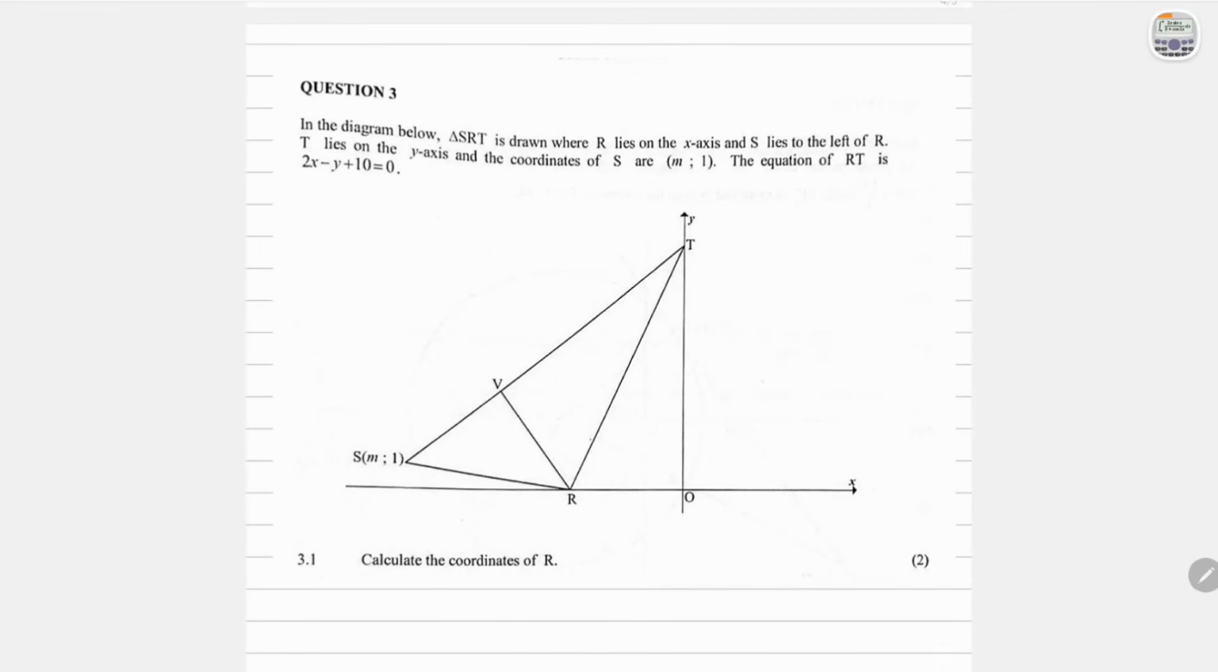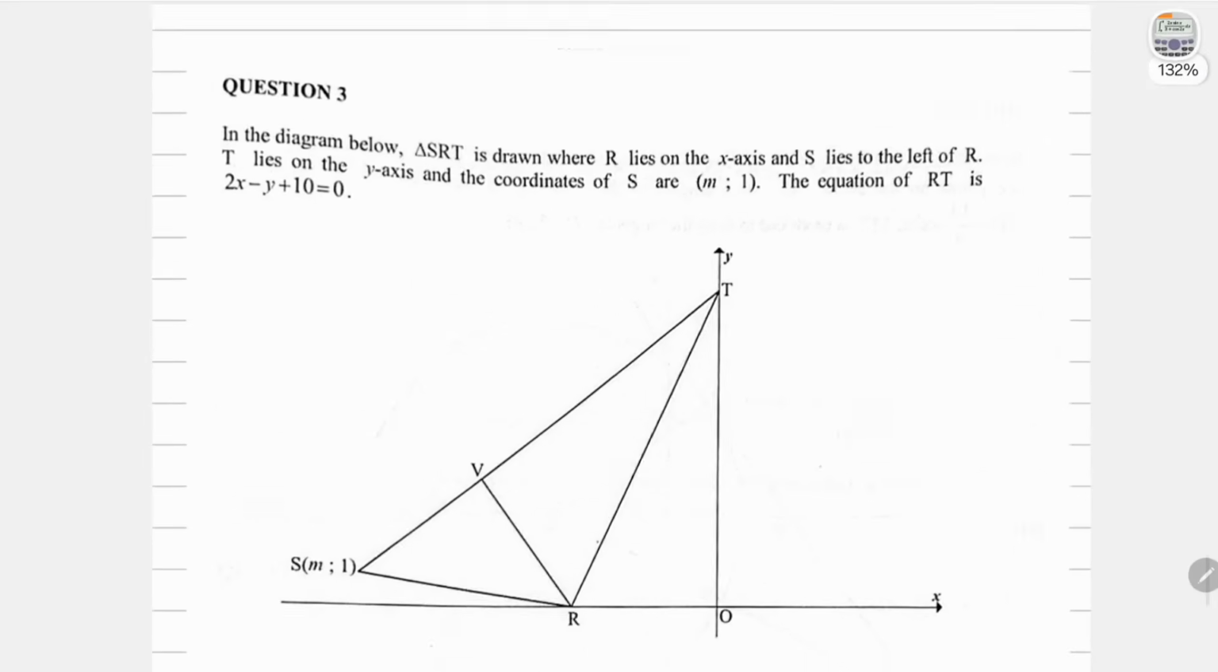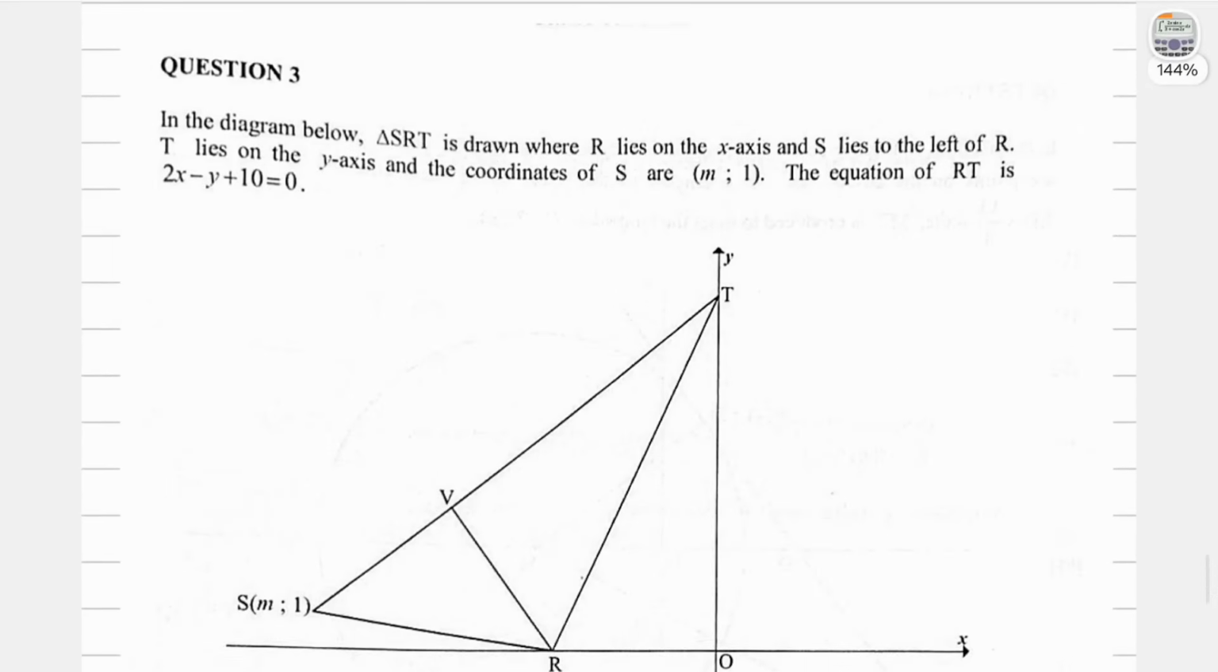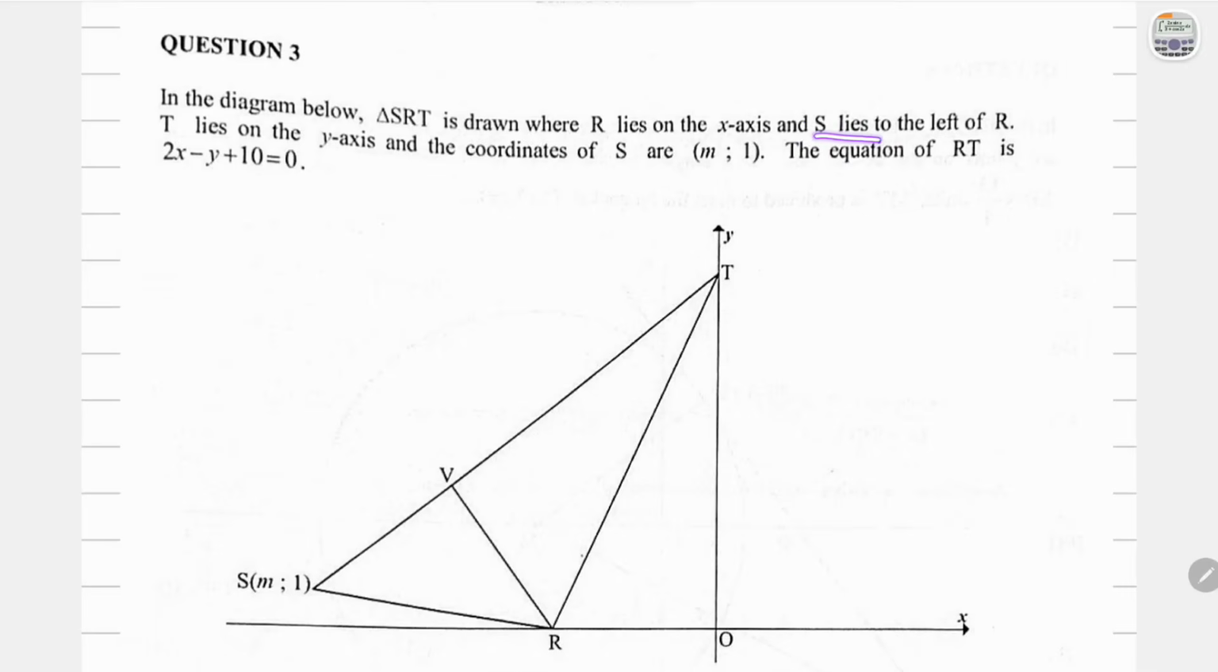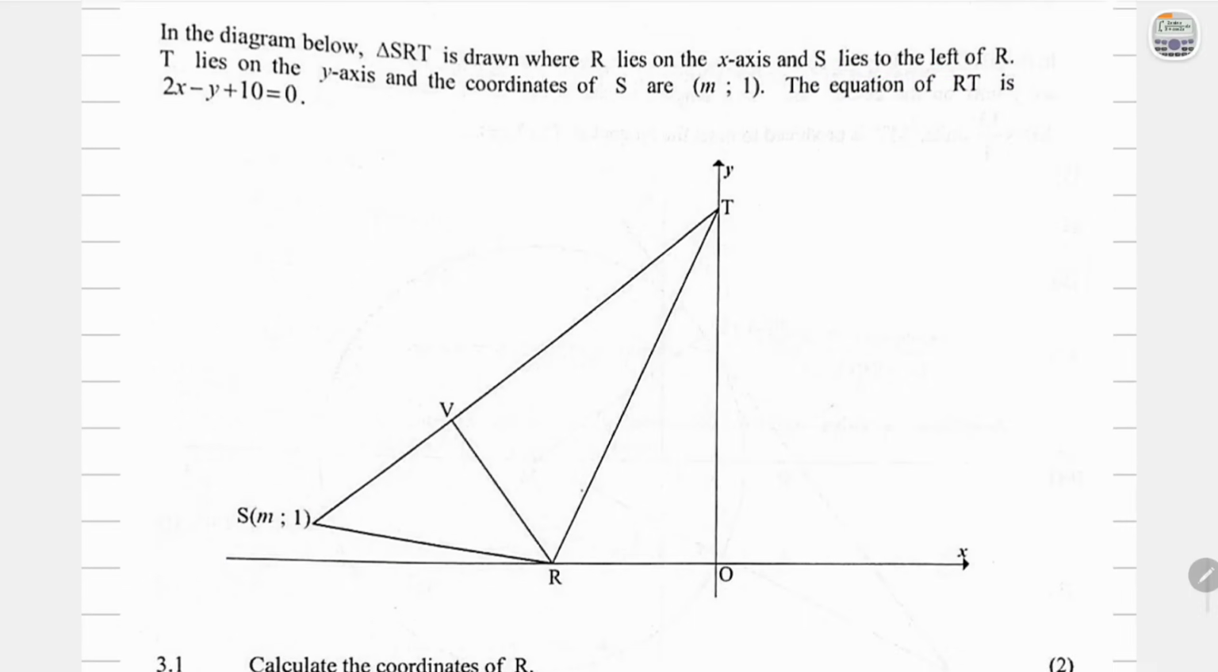In this video, we are going to be working on the analytical geometry section of the Senior Certificate May-June 2025 Paper 2 exam. So here's question 3. It says, in the diagram below, triangle SRT is drawn where R lies on the x-axis and S lies to the left of R.